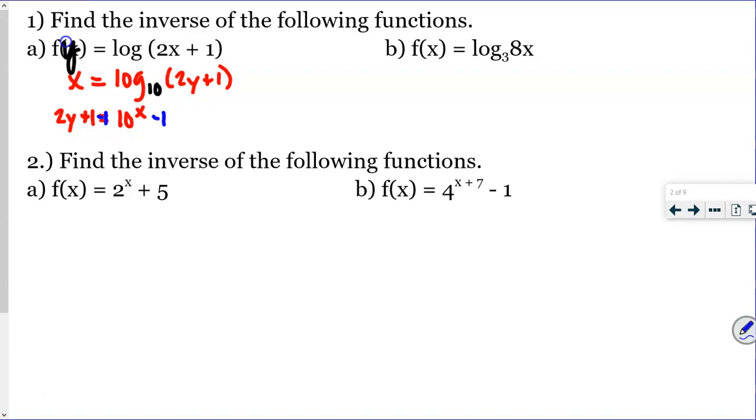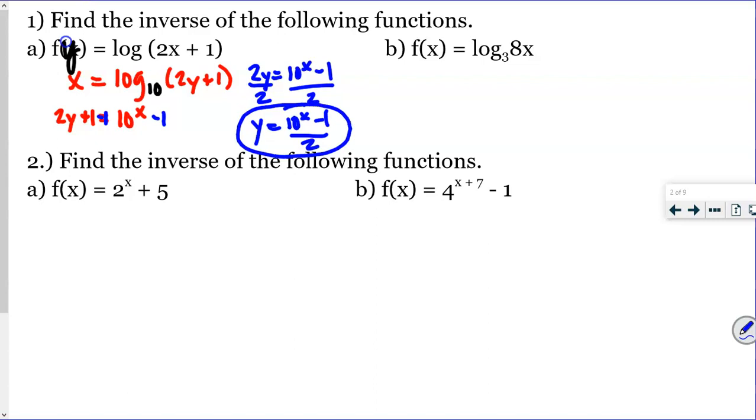So that's going to give us 2y now is equal to 10 to the x power minus 1. And then we're going to divide both sides by 2. So y is going to be equal to 10 to the x power minus 1, divided by 2. This is our inverse function, okay?